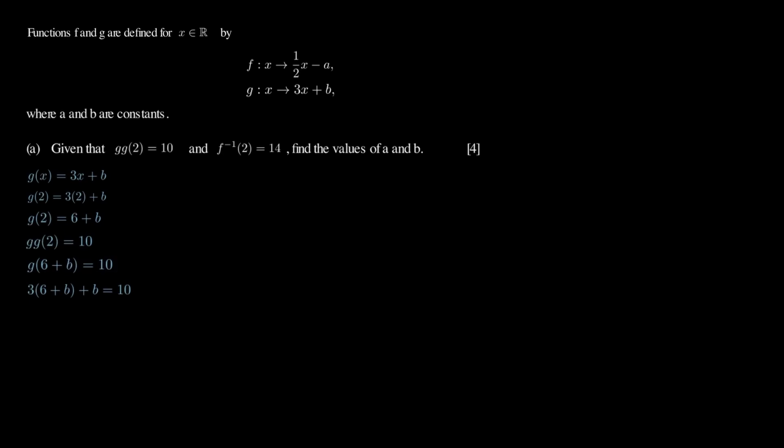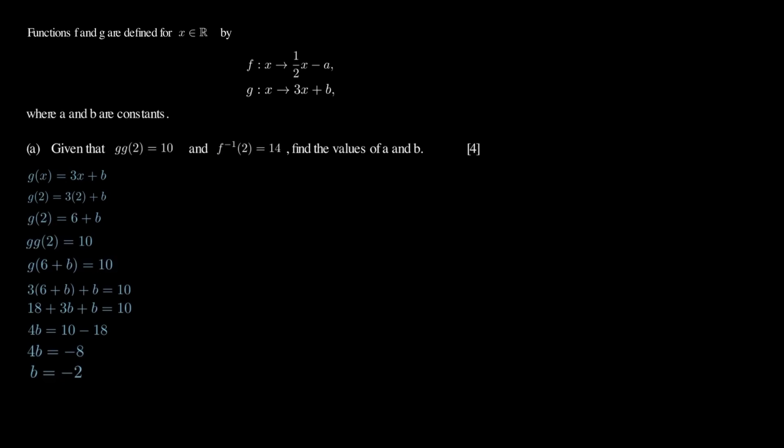Now if we distribute the 3 inside the bracket, we get 18 plus 3b plus b equaling 10. We can add up those b's, which is going to give us 4b, and push the 18 to the other side of the equation. Now in total that leaves us with 4b equaling negative 8. Dividing both sides by 4, b would be equal to negative 2. We were able to find the value of b by just using the first given information.